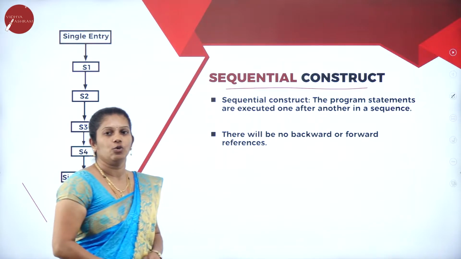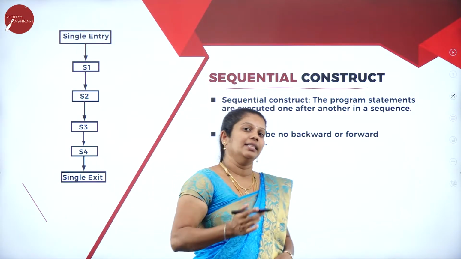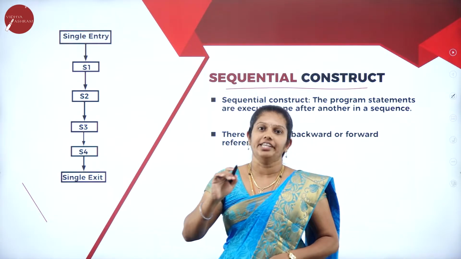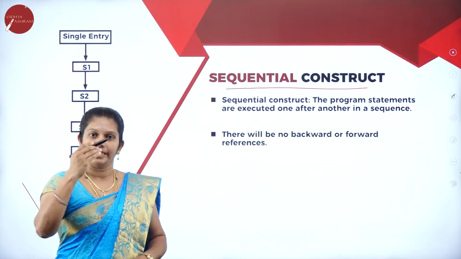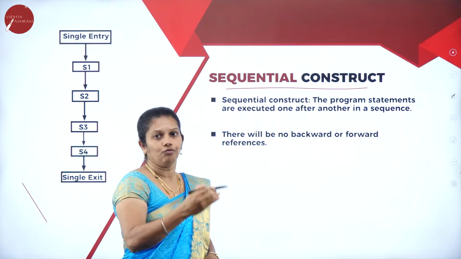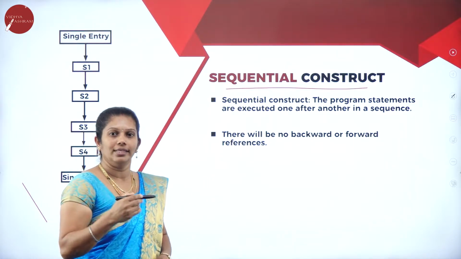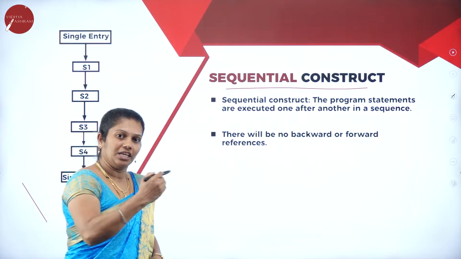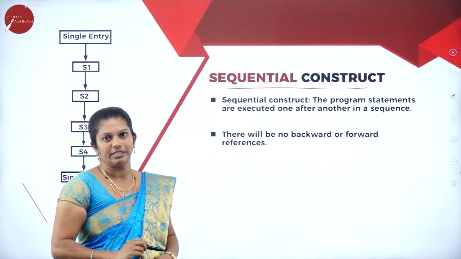What do we mean by sequential? The name itself suggests that one after another, all the statements will execute without any deviation. First it will execute the first statement, after executing that the second one, then the third one, then the fourth one, one by one. Without any deviation, all the statements will execute. And if I want to go back, that is also not possible here. If I want to take any deviation, that is also not possible here.